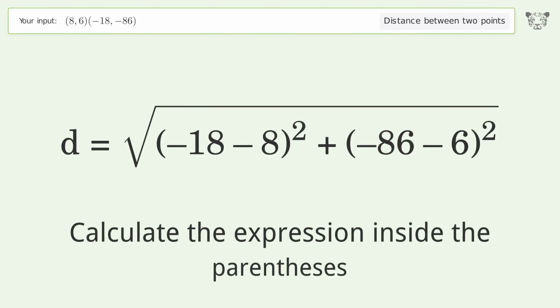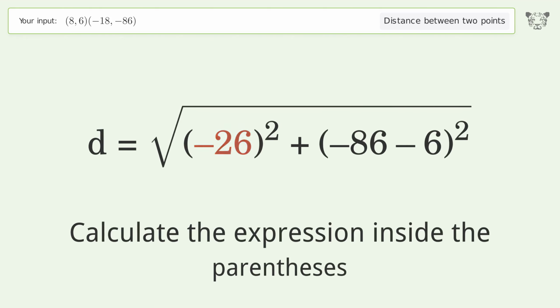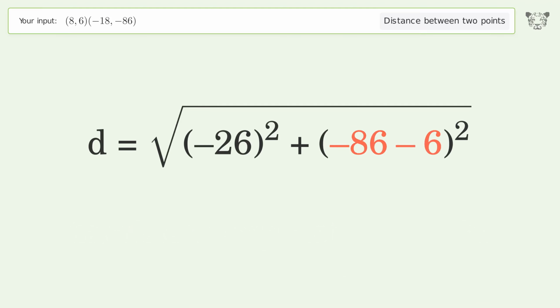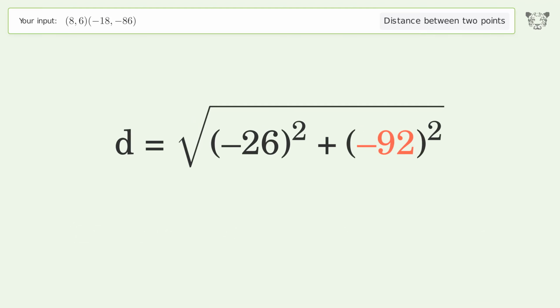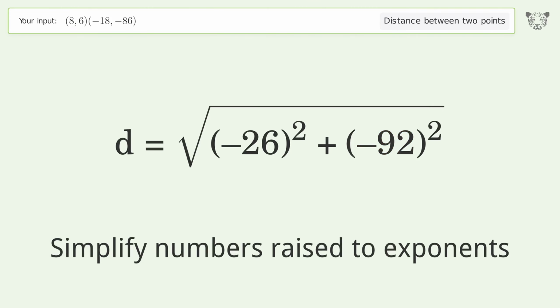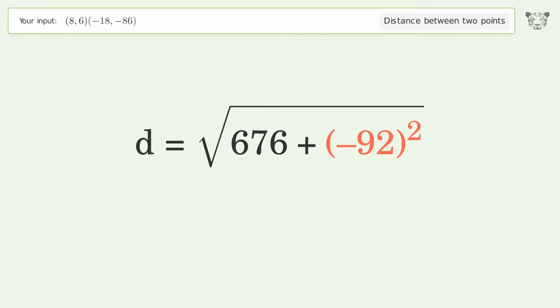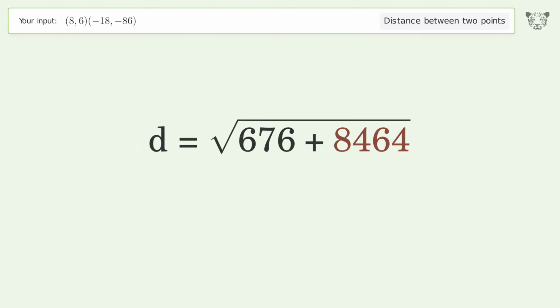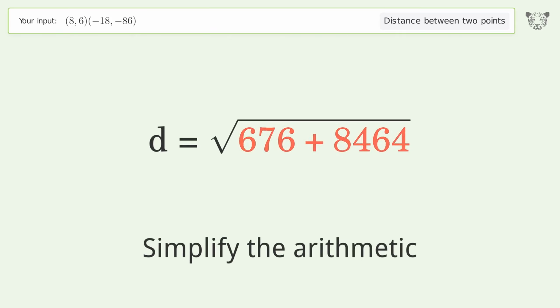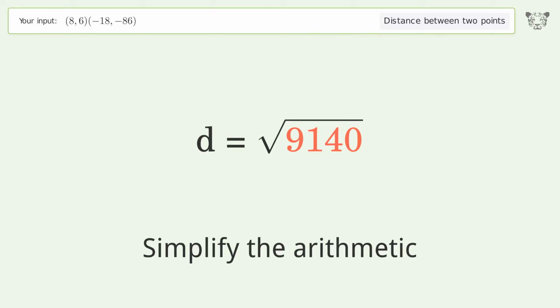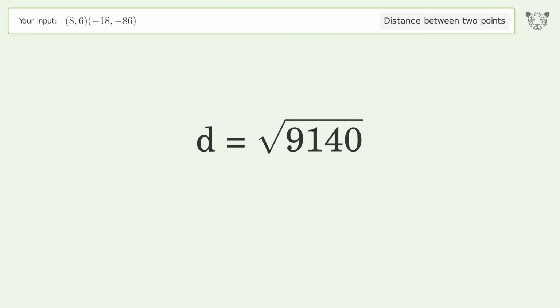Calculate the expression inside the parentheses. Simplify numbers raised to exponents. Simplify the arithmetic. And so the distance between the 2 points is the square root of 9,140, or 95.603.